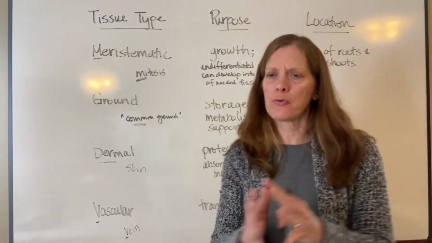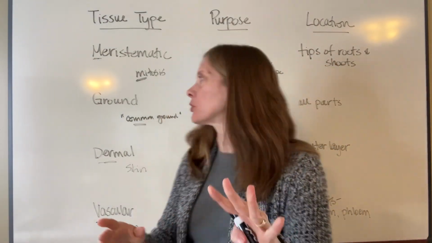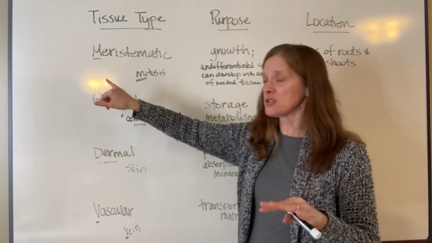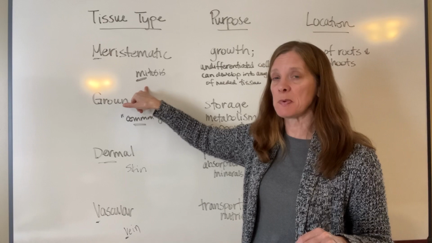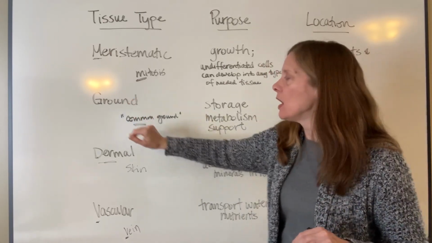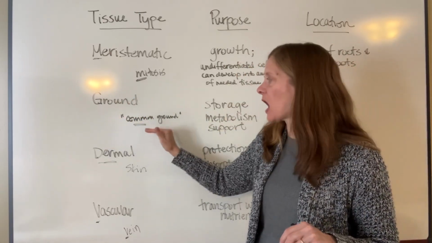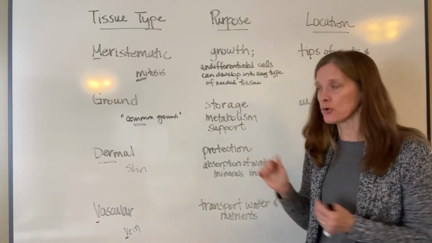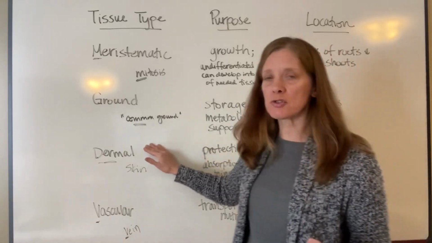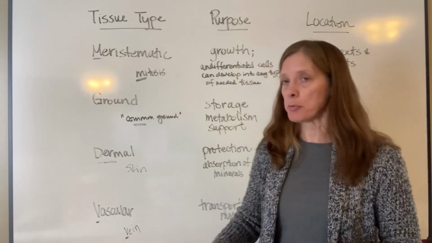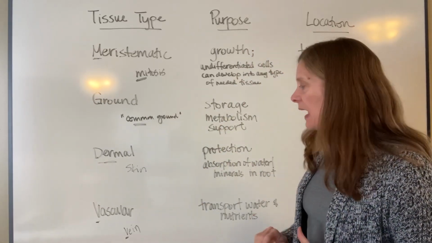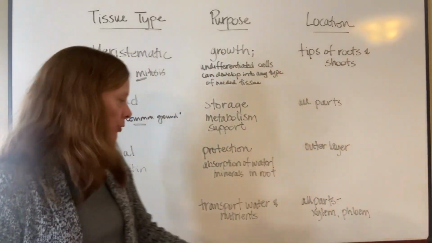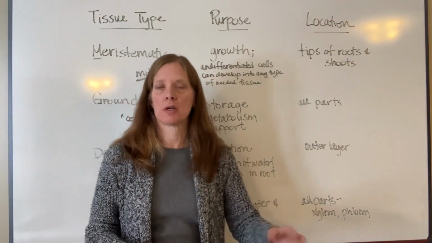Okay, so those are the four types of tissue. Just real quickly again, the meristematic tissue is going to go through mitosis because that's where all your growth takes place. Your ground tissue is the most common type of tissue, used for storage and support for your plant. Dermal tissue is the outer layer of the plant. It's there for protection. And then vascular tissue is what's used for transport of all of your water and your nutrients throughout the plant.